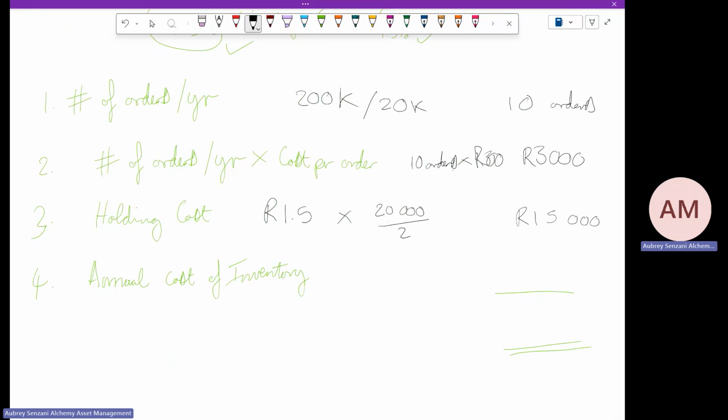Then your annual cost of inventory. How do we get our annual cost of inventory? This one is now more straightforward, right? How do we get 200,000? Because that's our annual demand. Yes. Times 300. Is that the cost per unit? 10 rand is the cost per unit. Aha. Times 10 rand. So what do we get here?